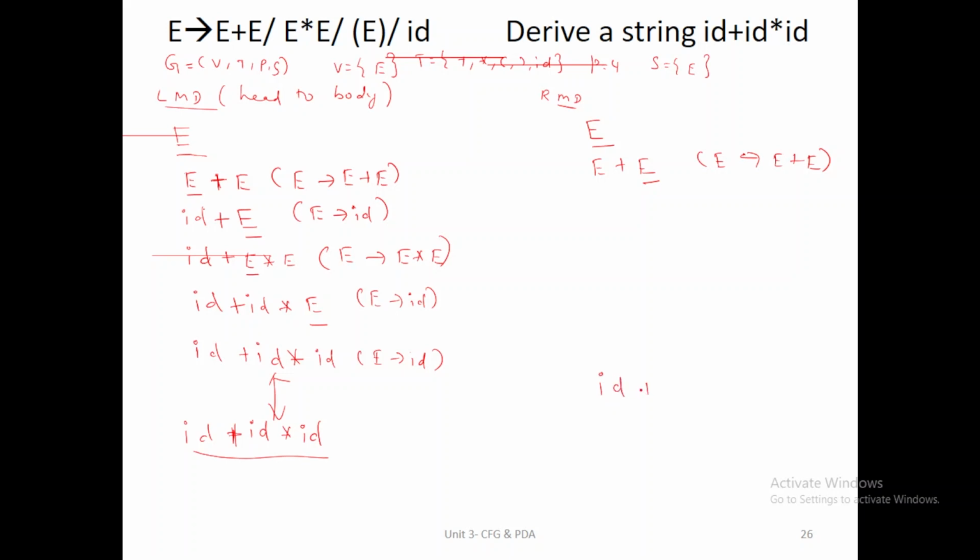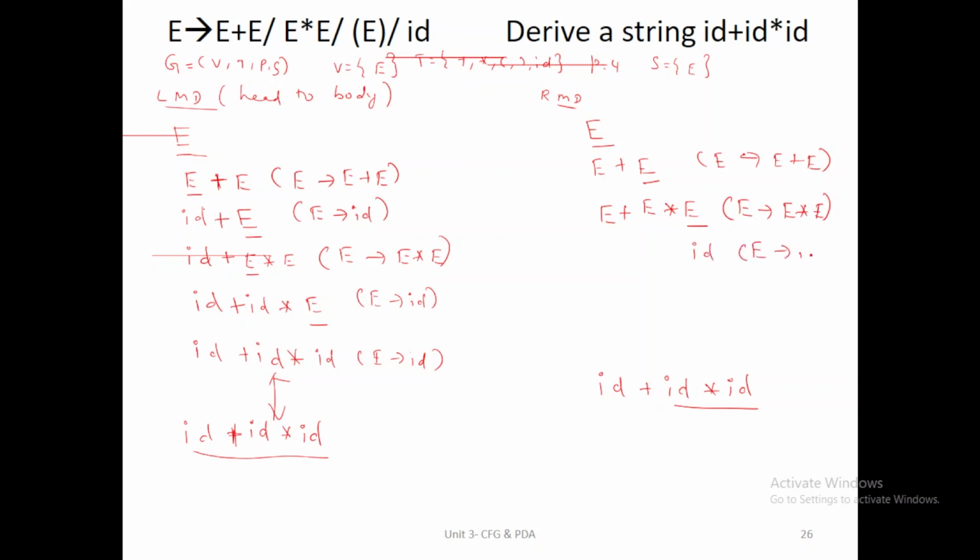I want to derive the string ID plus ID star ID. After plus, how many symbols are there? Three symbols are there, with the symbol as star. So this E should be replaced as E star E. That is the second production. So I substituted from the right side onwards. The remaining symbols are E. Now three letters are out there. You just go to the right end. They should be replaced as ID.